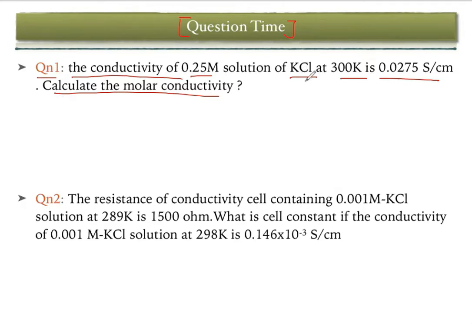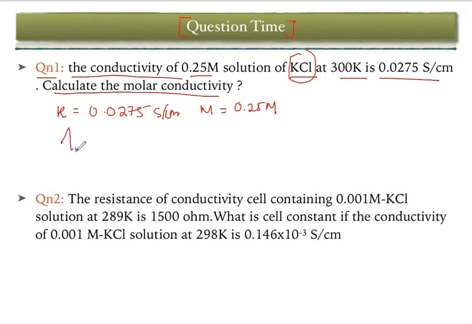So let us first write what data is given. The conductivity of the 0.25 molar solution, kappa K, is equal to 0.0275 Siemens per centimeter, and the molarity is 0.25 molar of KCl solution. He is asking to calculate the molar conductivity.